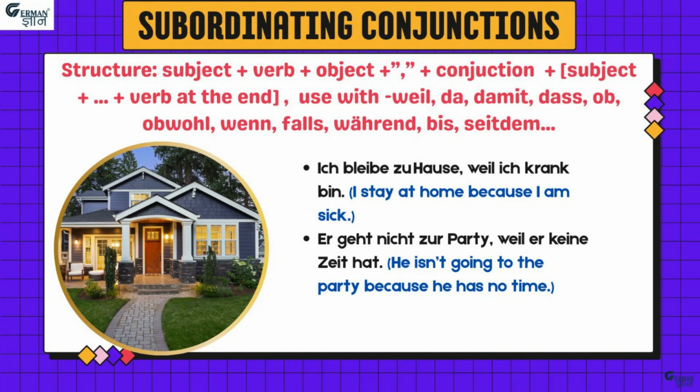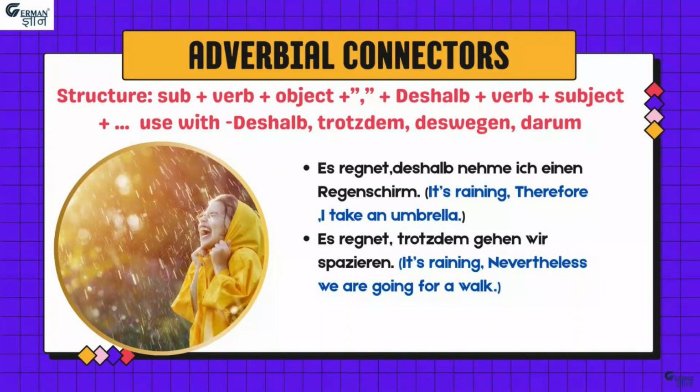Another example is er geht nicht zur Party, weil er keine Zeit hat, means he isn't going to the party because he has no time. The second type of connectors are adverbial connectors. Adverbial connectors means that your sentence structure will be subject, verb, object, then your adverbial connector will come, and right after the connector you have to write the verb, and then the subject will come and then the rest of the sentence. Adverbial connectors are deshalb, deswegen, darum and trotzdem.